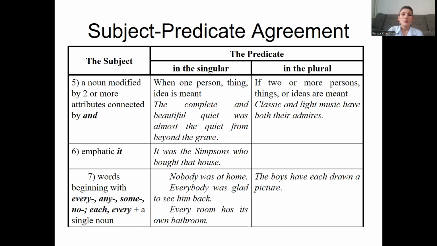The seventh, words beginning with every, any, some, no, each, plus a single noun. "Nobody was at home. Everybody was glad to see him back. Every room has its own bathroom. The boys have each drawn a picture."